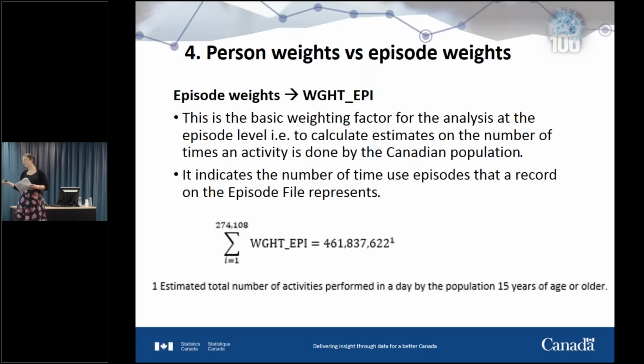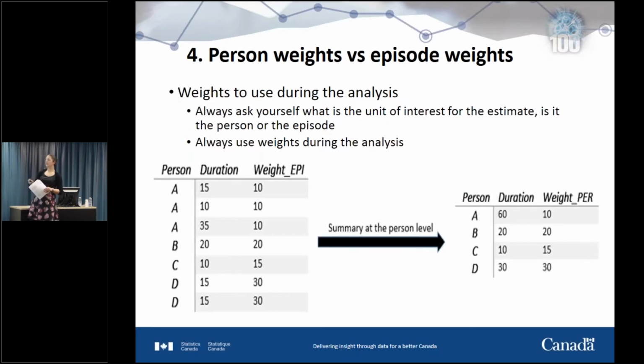The episode weight is the basic weighting factor for the analysis at the episode level, so to calculate estimates on the number of times an activity is done by the Canadian population. So the sum of the episode weight gives us an estimated total number of activities performed in a day by the population 15 years of age or older at the time of the survey. So basically, the episode weight is the person weight applied to all the episodes. We'll see a little example to understand what I mean by that.